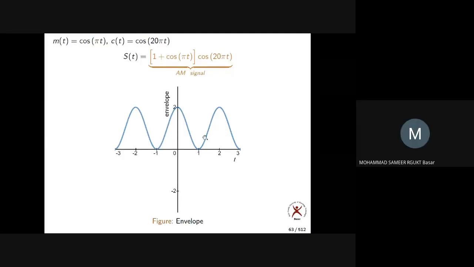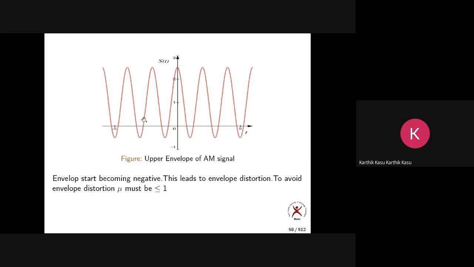Now the envelope is positive, but in the second case, here the envelope is negative. That's why, as I told you already, when the envelope is negative, we get a distortion called envelope distortion. Here I have written, to avoid envelope distortion, mu must be what? Less than or equal to 1. Then the envelope is positive, and if it is positive, there is no distortion.